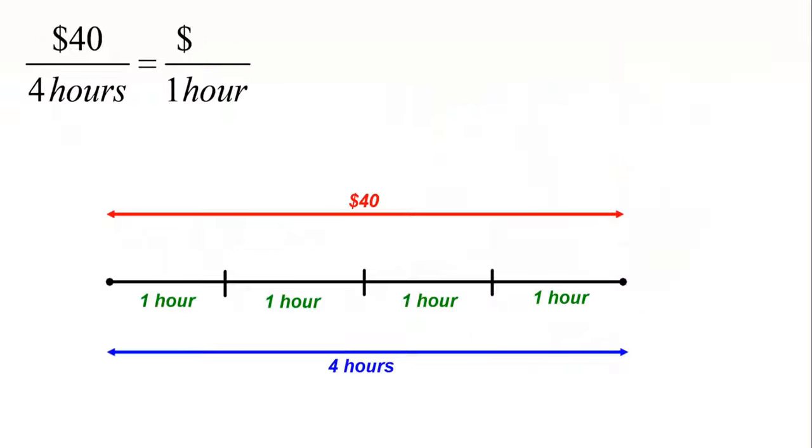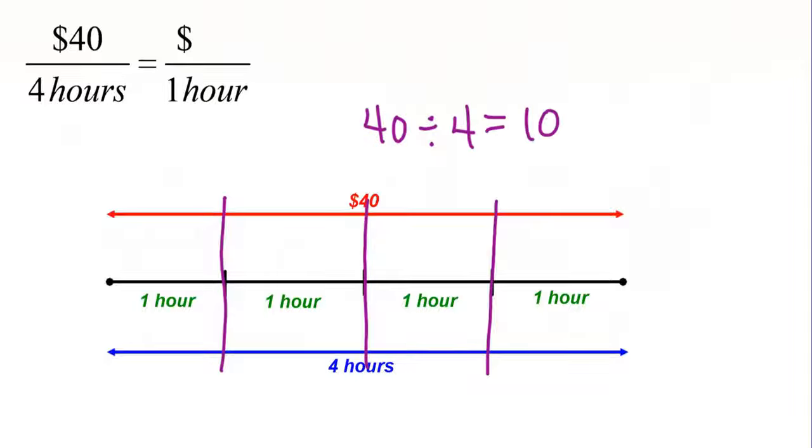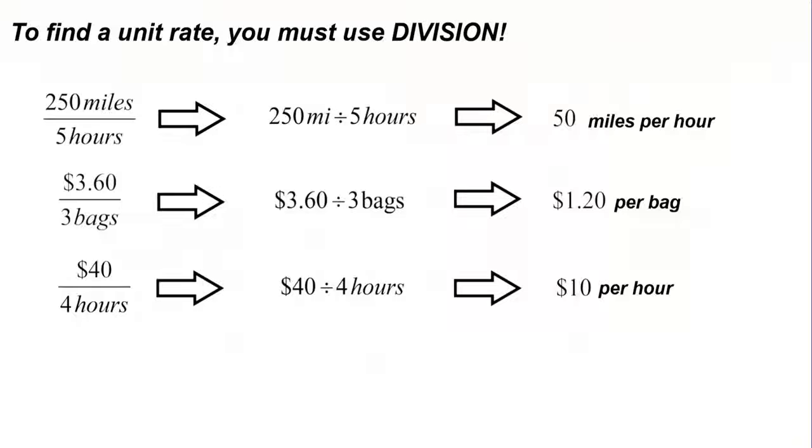Next, we've got the $40 in 4 hours. So I'm working a job and I earn $40 every 4 hours. So again, how much is that in 1 hour? We're going to take that $40 and divide it into 4 equal groups. So that's division again. $40 divided into 4 equal parts is $10 every hour. So every hour I work, I get $10. So my unit rate is $10 every hour, or $10 per hour. So to find a unit rate, we're going to use division.